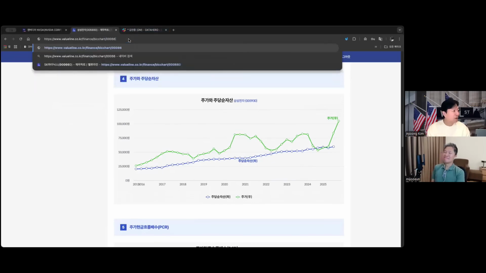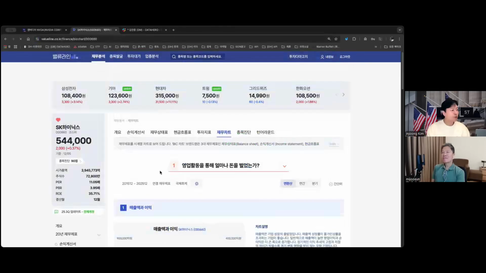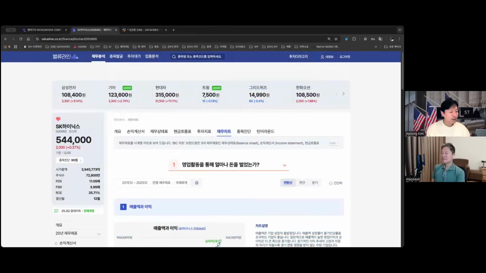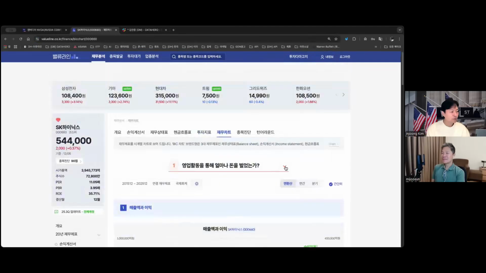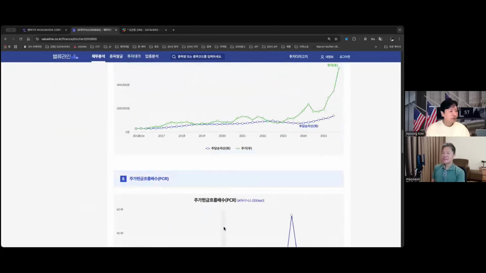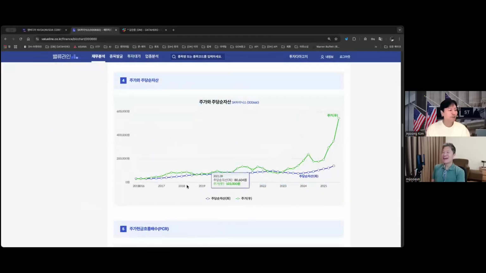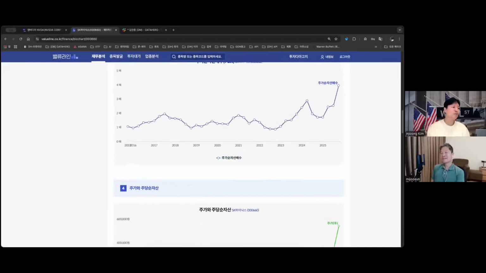And if I show you SK Hynix as well. Yes, if I show you SK Hynix, if you look at SK Hynix, it ended up like this. It broke through like this, and now it's become really expensive. It's rising due to expectations of higher growth.